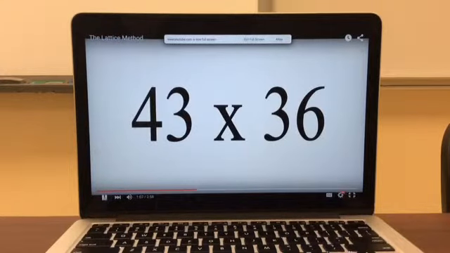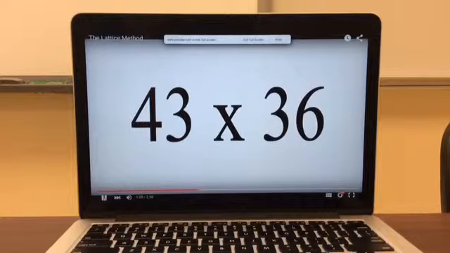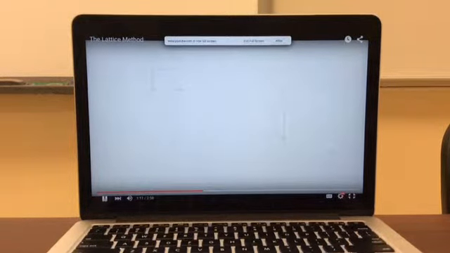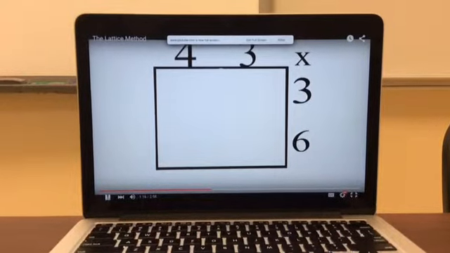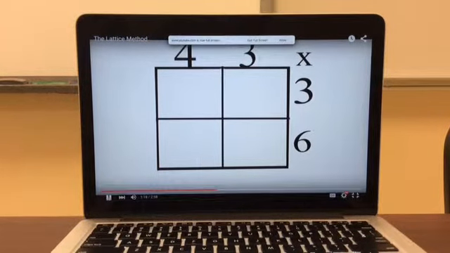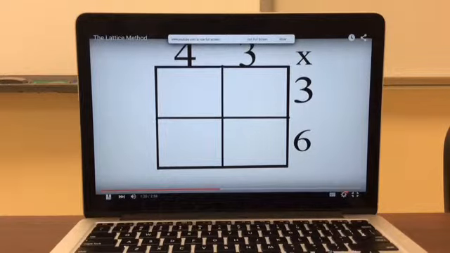Two-digit multiplication problem, 43 times 36. First, draw a box. Then add your problem to the top and to the right of the box. Then draw lines that line up with each number. Next, add the diagonal lines and make sure they go outside the box.